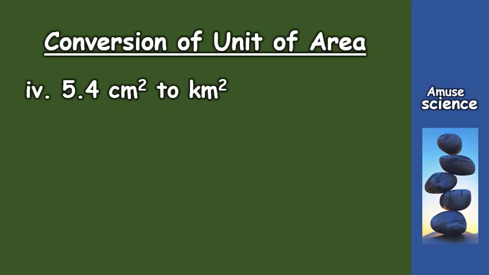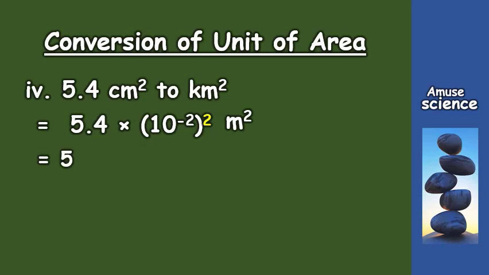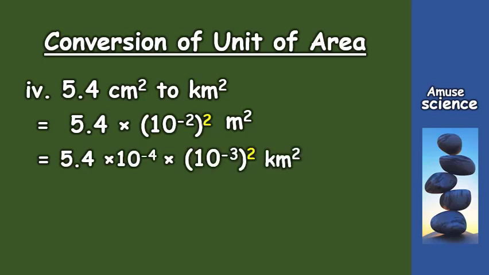So let's first of all substitute the centi and then later introduce the kilo. We are going to have 5.4 times 10 exponent minus 2 squared. And this gives our answer in meter squared. Now let us introduce the kilo and see what we are going to get. 5.4 times 10 exponent minus 4 times 10 exponent minus 3 squared. And this converts our answer to kilometer squared.